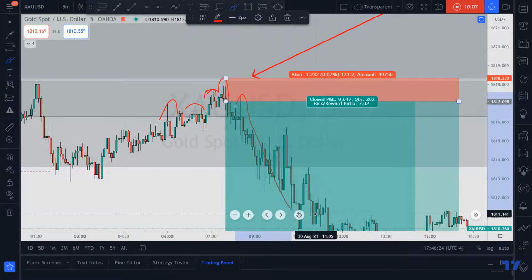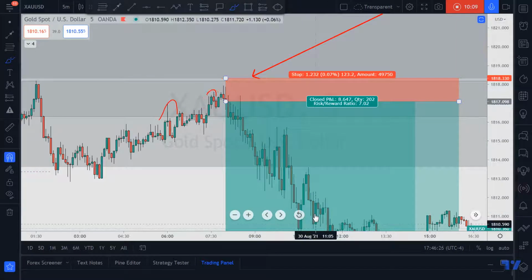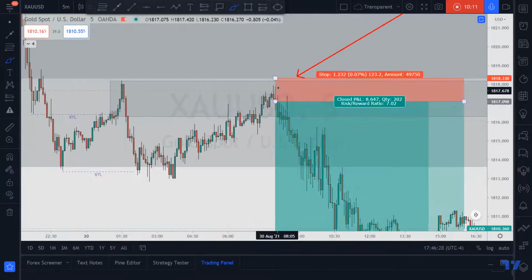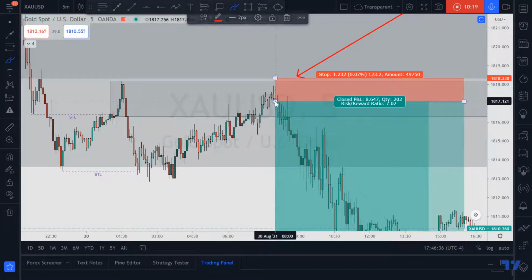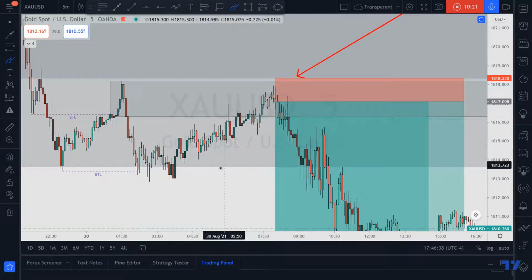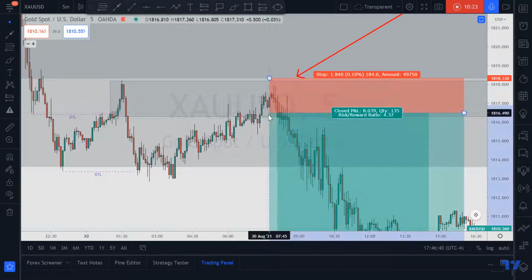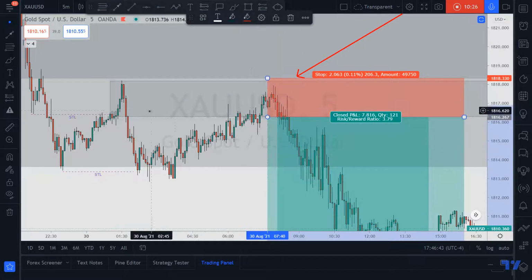Oh, and it descends into profits for us, right? So we got that reversal sign. We have it in the order block. If you put your entry right at the beginning of this order block, you would have been straight.